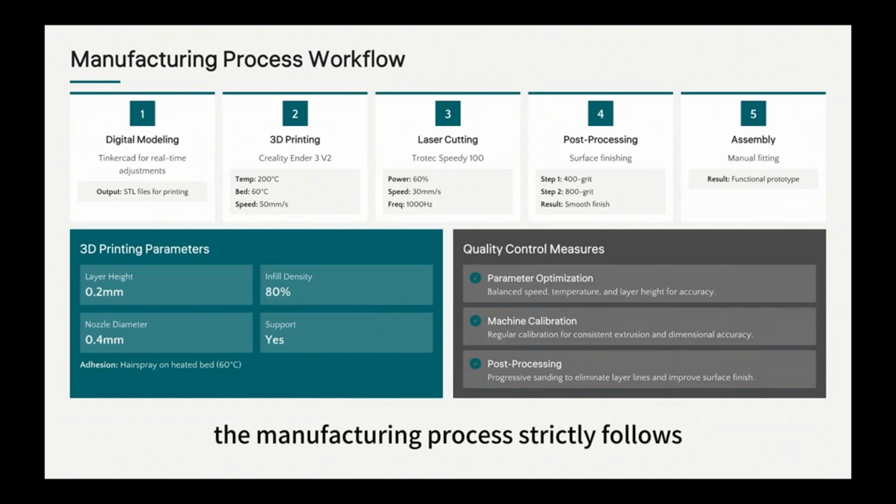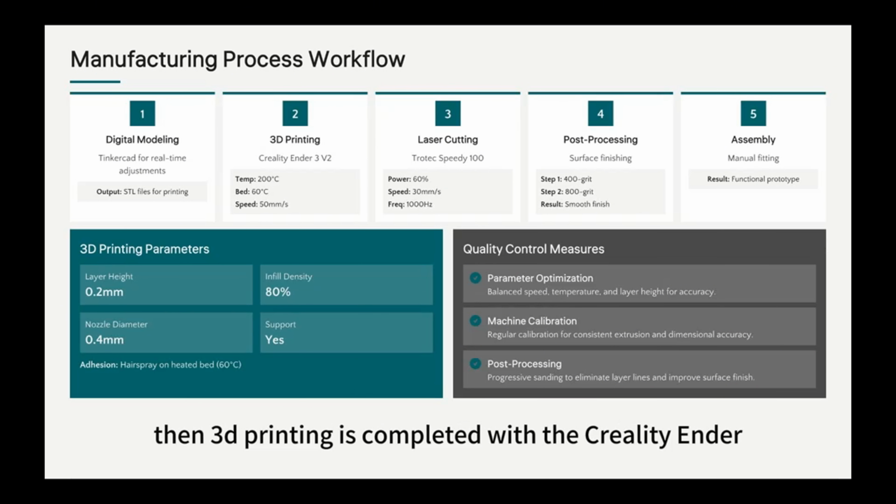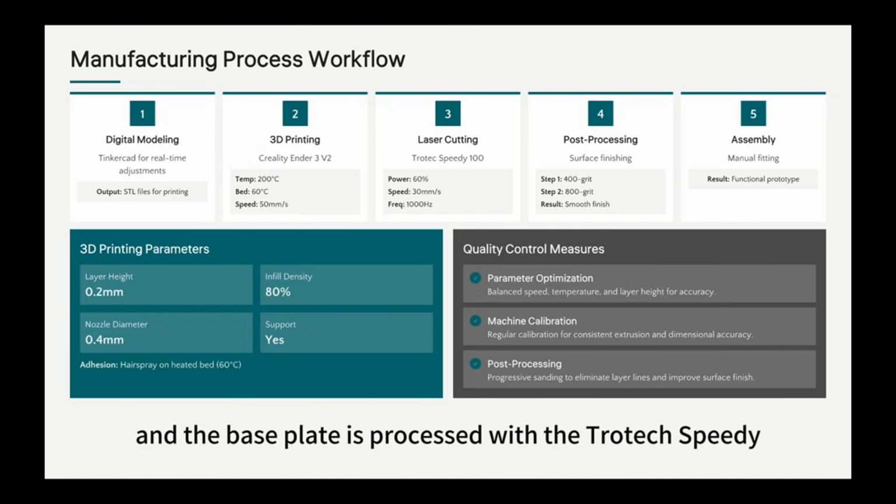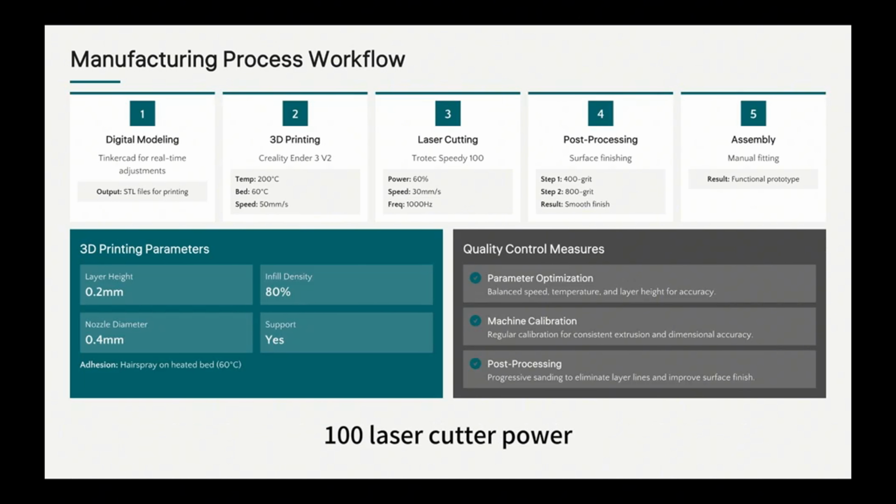The manufacturing process strictly follows industrial-grade rapid prototyping standards. First, digital modeling is performed using Tinkercad to support real-time dimension modifications. Then, 3D printing is completed with the Creality Ender 3v2 printer using optimized parameters: nozzle temperature 200 degrees Celsius, bed temperature 60 degrees Celsius, print speed 50 mm per second, and the base plate is processed with the Trotec Speedy 100 laser cutter, power 60%, speed 30 mm per second.